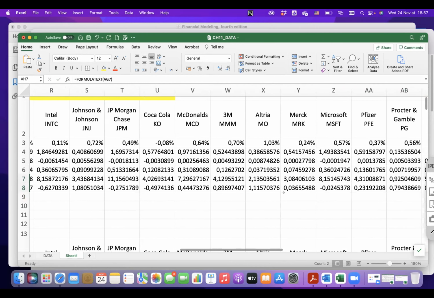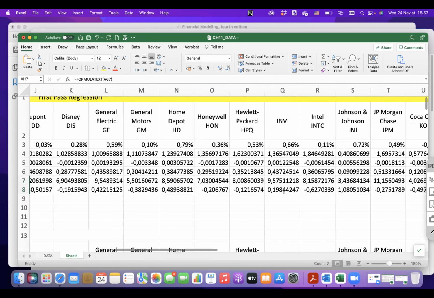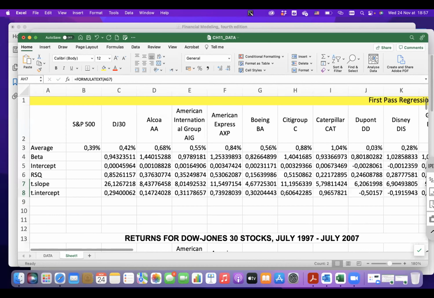صح، والانترسبت لا، بس احنا دائماً يهمنا أكثر السلوب من الانترسبت. السلوب هي البيتا، الانترسبت مو مرة مهمة بالنسبة لنا، أهم شيء هي البيتا. الانترسبت هو الإكسس ريتيرن، يعني the excess return more than we are expecting using the security market line SML. بالعكس، لما تكون عندك T intercept زيرو يعني هذا شيء كويس، يعني ما في إكسس ريتيرن مقارنة بالموديل اللي أنت متوقع.